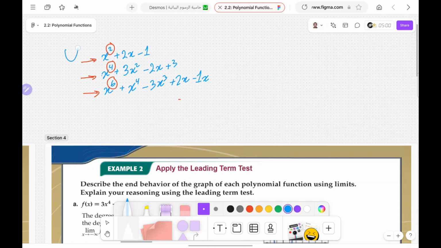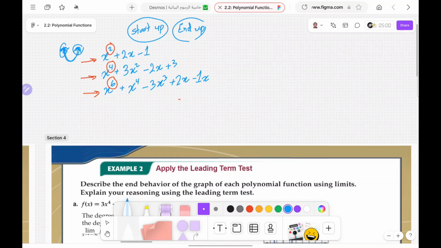Okay, for the first one, it will be like this. You have to remember it like this. The graph, we always start from left to right. So when I say "starts up," that means from the left it starts up, and "ends up," means on the right it ends up, as you can see.